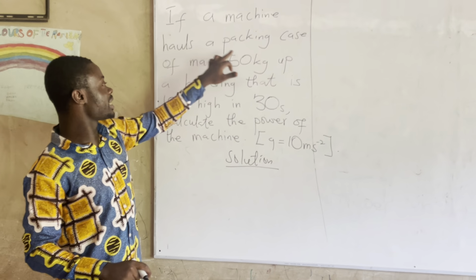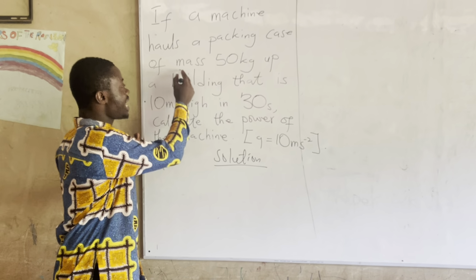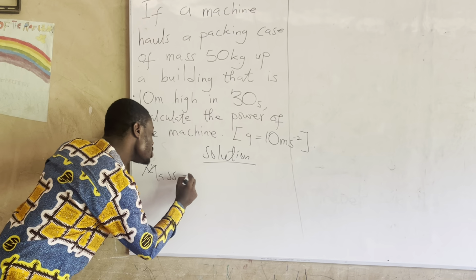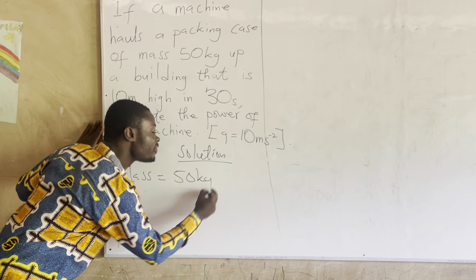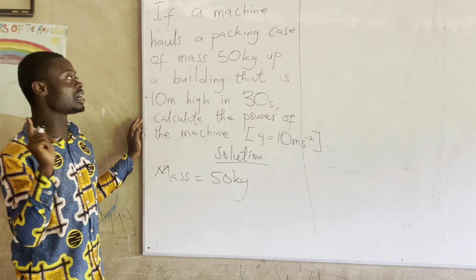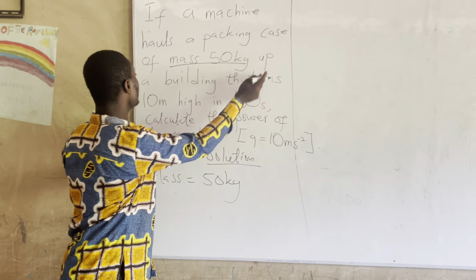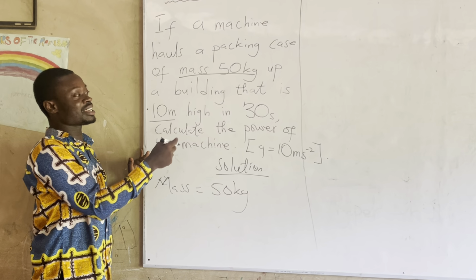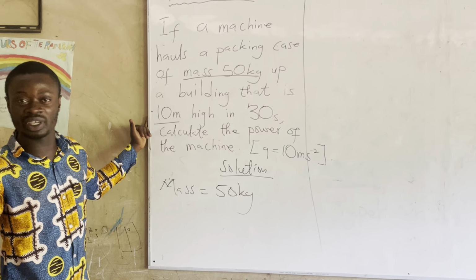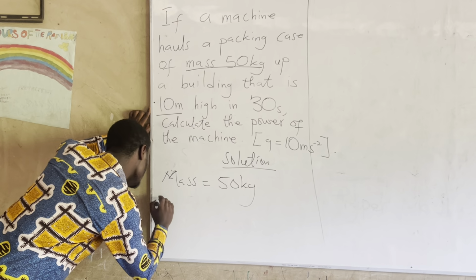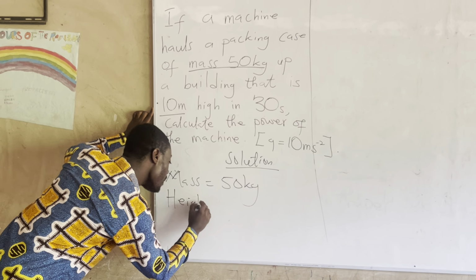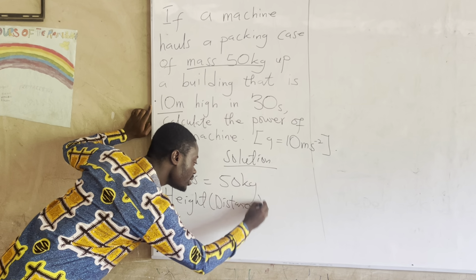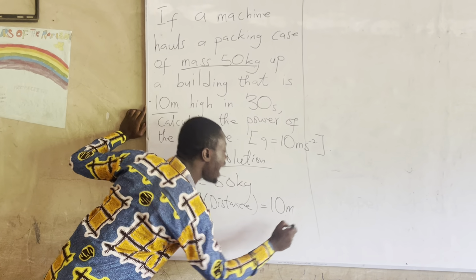If a machine holds a packing case of mass 50 kg, so the mass is 50 kg, so you write it down first. Mass is equal to 50 kg. Again, let's continue. Up a building that is 10 meters high. So 10 meters here is telling us the distance or the height of the building. So we write that down also. Height of the building, or somebody will say distance, is equal to 10 meters high.